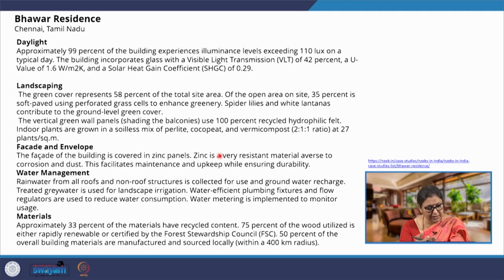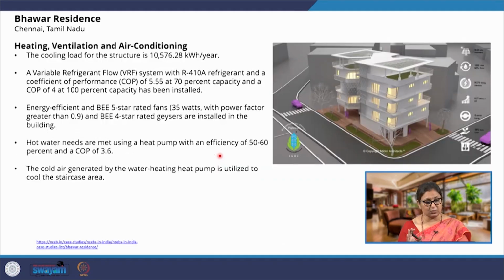Again, water management. They've gone in for rainwater harvesting, and as I say, the moment we are saving water, we are saving on pumping requirement, so we are saving a lot of energy there further. Then we are talking about materials. Though zinc has been used, other materials that have been used have recycled content. Now, this goes in scope 3. Together, if we put the use of zinc panels and the 33% recycled material, we will still get a very high scope 3. So, from the point of view of scope 3, this might not be the best case study, but if you look at scope 1 and 2, the strategies will remain the same.